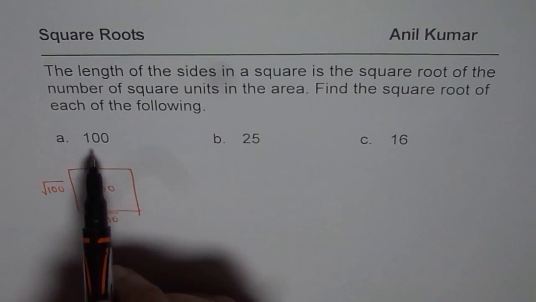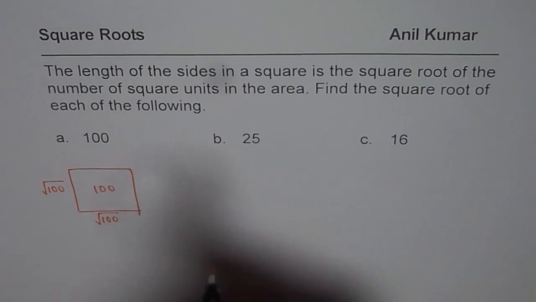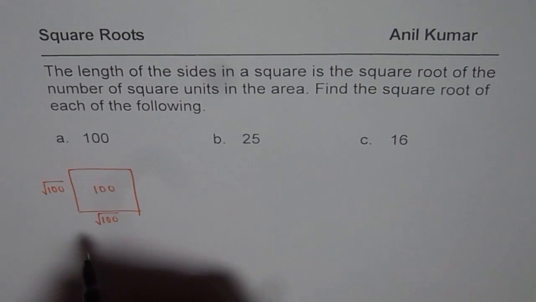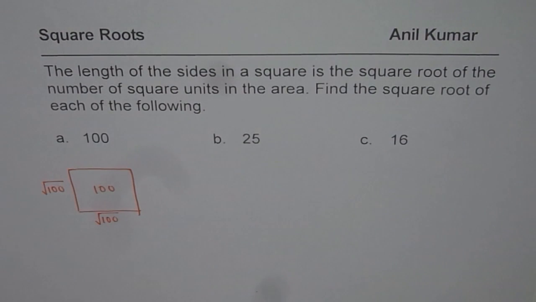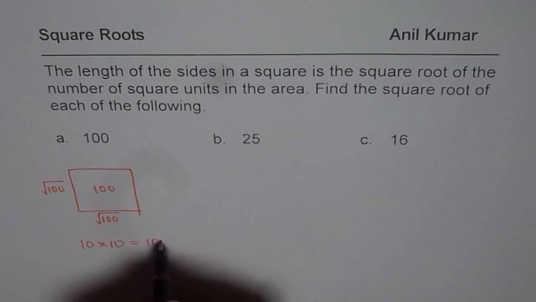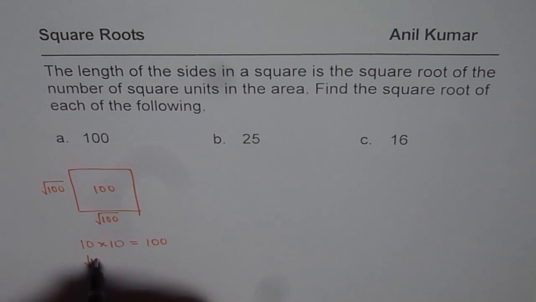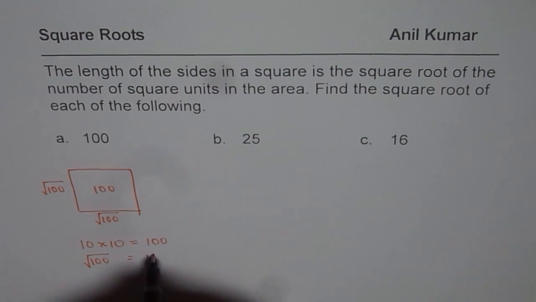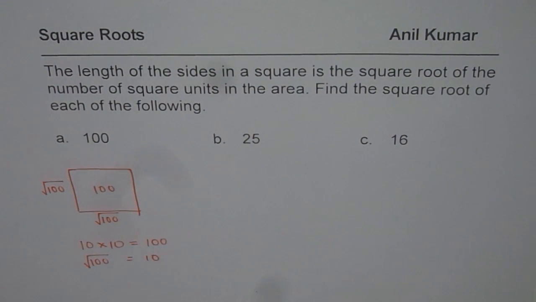So to find the square root of 100, what do we do? We find a number which when multiplied by itself gives you 100. The number is 10. So we get 10 times 10 equals 100, and therefore the square root of 100 is equal to 10. Similarly, we can find the square root of 25.